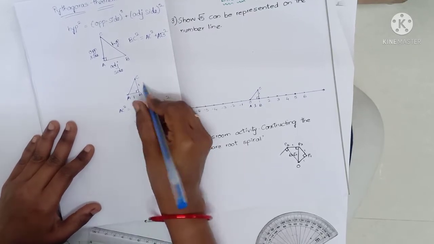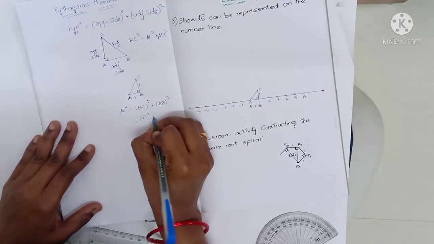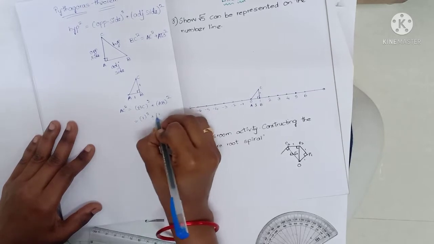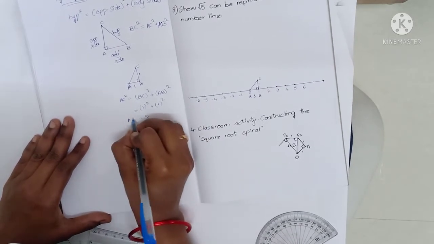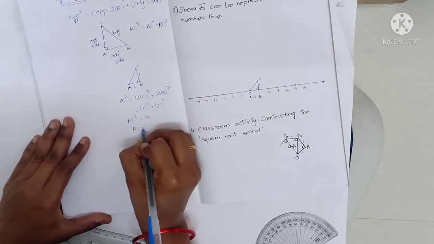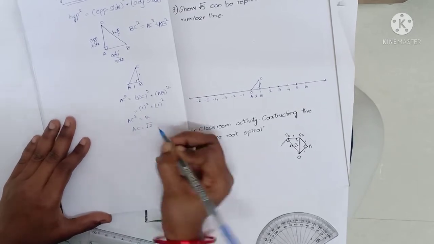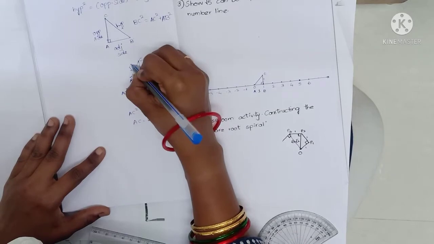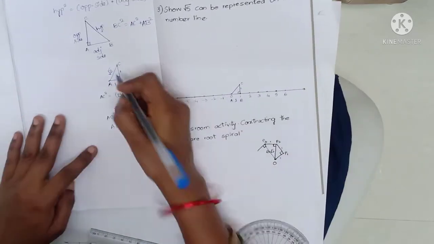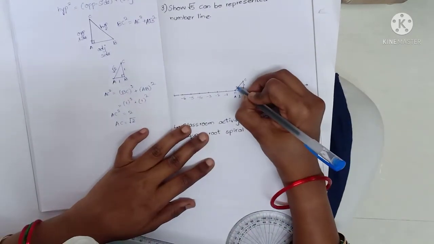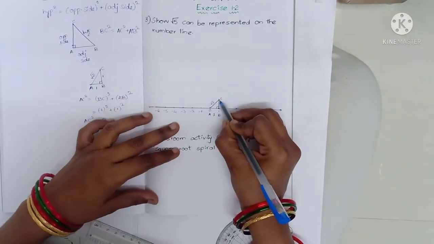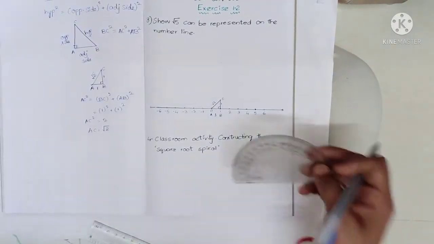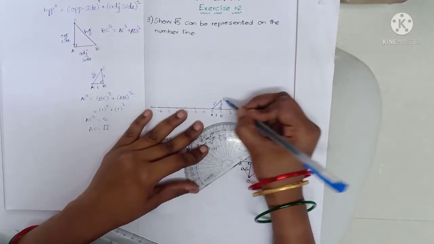What is the length of BC, children? 1. So 1 square plus AB length, which is also 1, 1 square. You get 1 plus 1, that is 2. AC square is 2. That means AC is root 2. So, the length of the hypotenuse you got is root 2. Now, draw another perpendicular at point C.